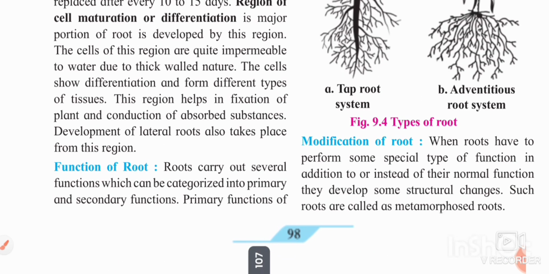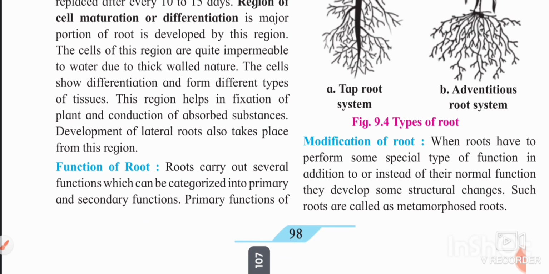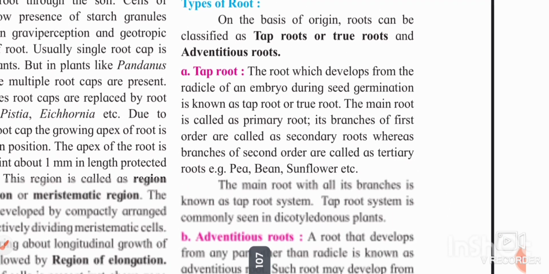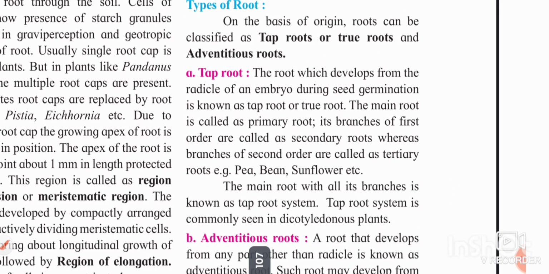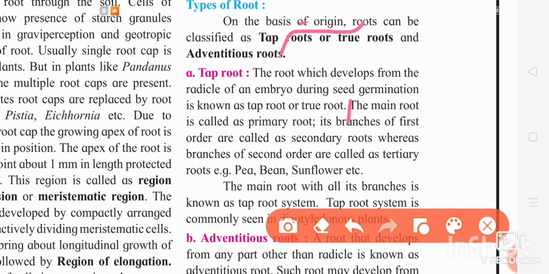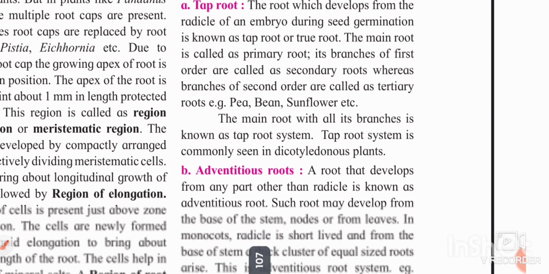As in general we know that the root has primary and secondary functions. प्राइमरी फंक्शन रूट का ये होता है कि वो प्लांट को fixation and anchorage में help करता है, and also apart from that root is also helping in absorption of water and minerals. So we will be seeing there are two types of root on the basis of their origin. They are taproot and adventitious root.